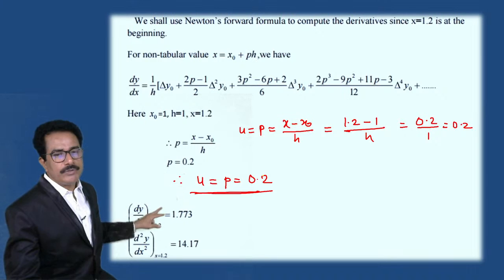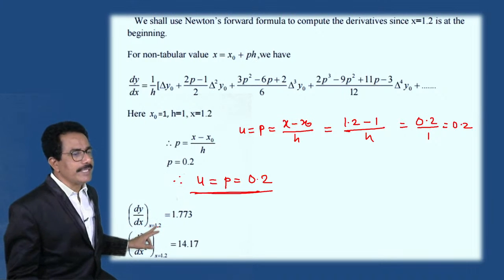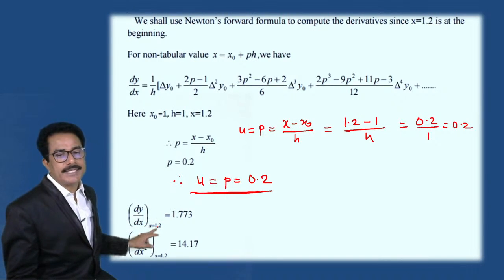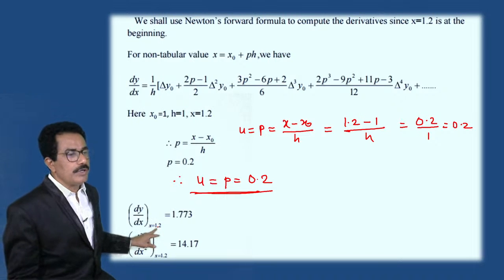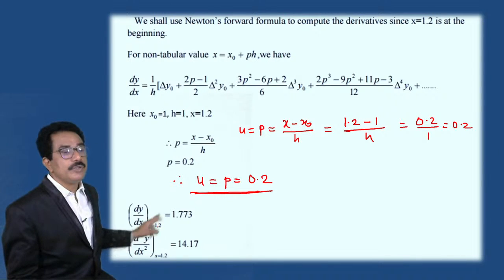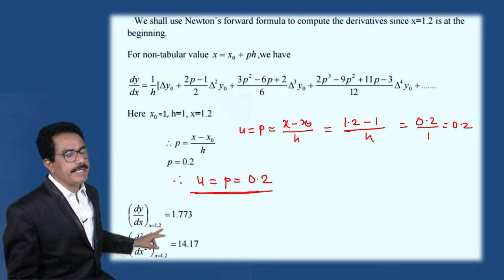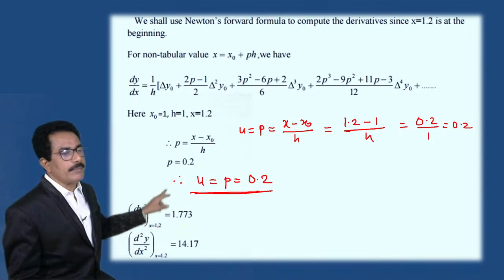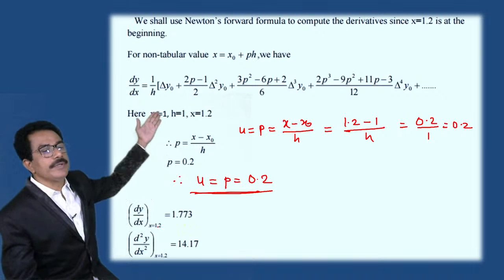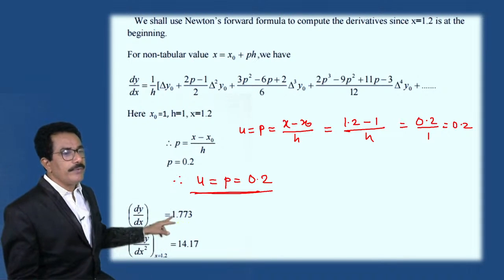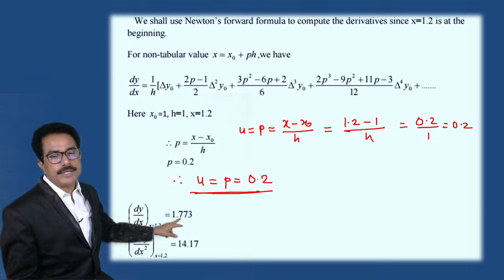So put this value u is equal to 0.2, then we will get derivative dy by dx at x is equal to 1.2. Put u is equal to 0.2 in this equation 1. So we will get the result 1.773.